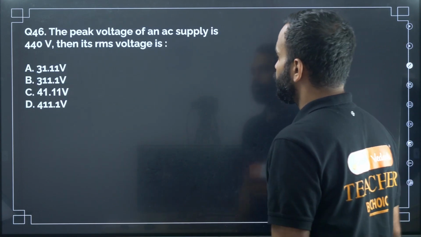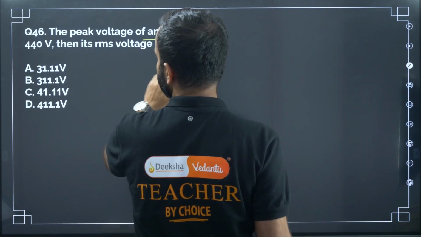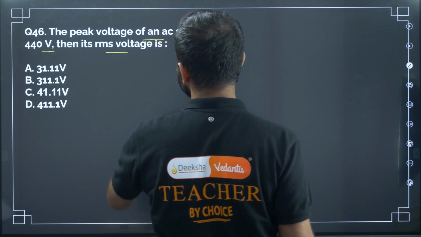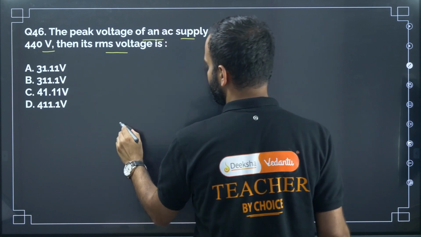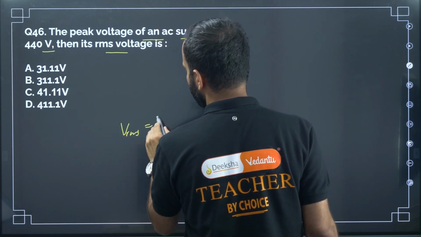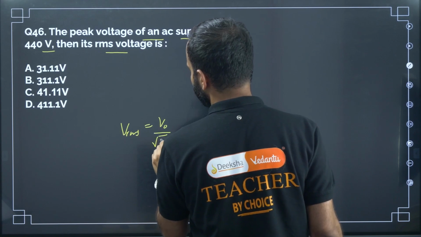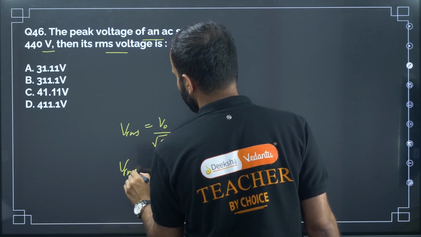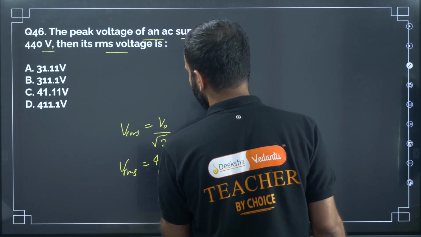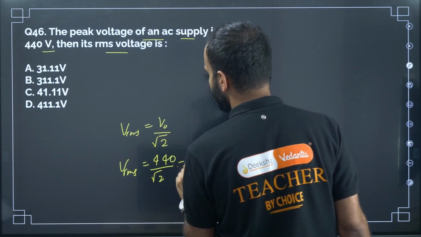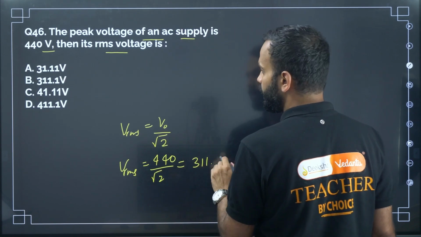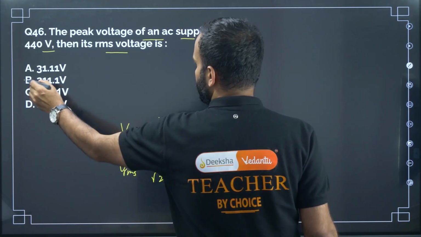Next question, question number 46. If peak voltage of an AC supply is 440 volt, then its RMS voltage. Direct question, right? Vrms is equal to V naught, that is peak voltage divided by root 2. So Vrms is equal to 440 divided by root 2, which is equal to 311.1 volt. Correct option is B.